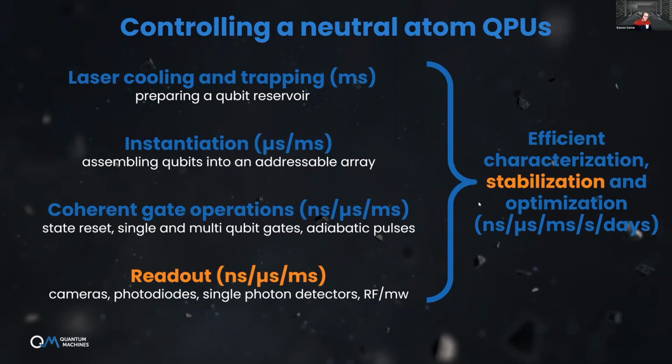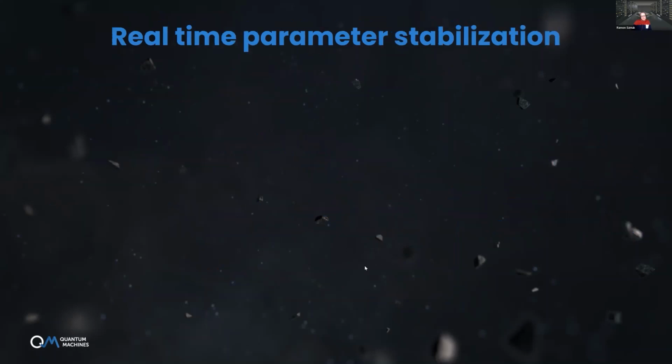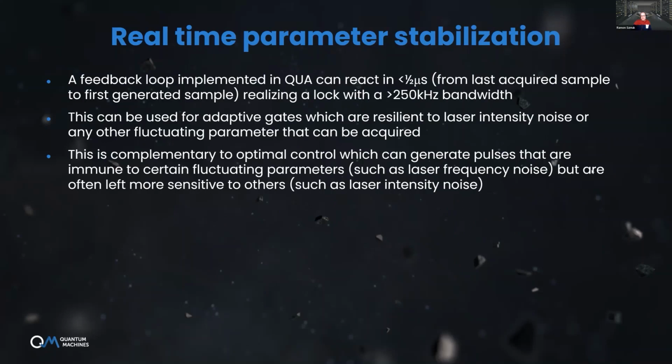So we have analog input channels, as you saw, and you can acquire photodiodes. You can acquire single photon detectors if you want, and in the future also camera images. And all these signals are acquired coherently, synchronously with the sequence, right? So you can effectuate a very advanced control strategy with feedback, and use that to do parameter stabilization.